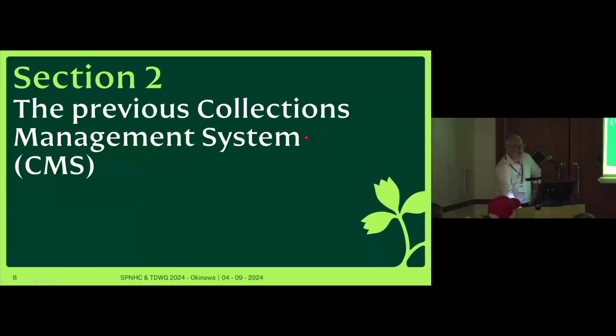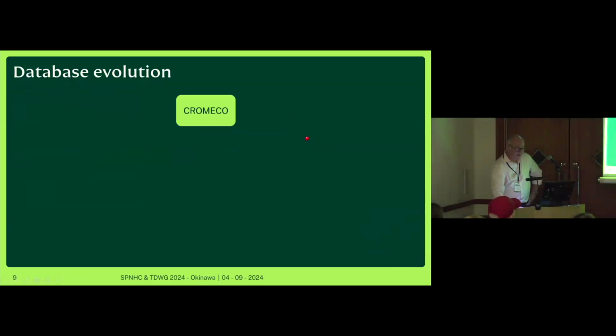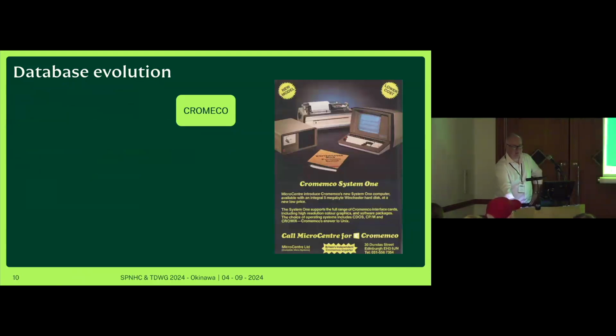Previous collections management systems. Kremenko. Back in 1967, the RBGE had a living collections database, which was based on the Kremenko system, with a massive 5 megabytes of hard disk, and we were allowed access to it for 1 week per year. During that week, we had to produce all the bed lists and collection lists for the garden.